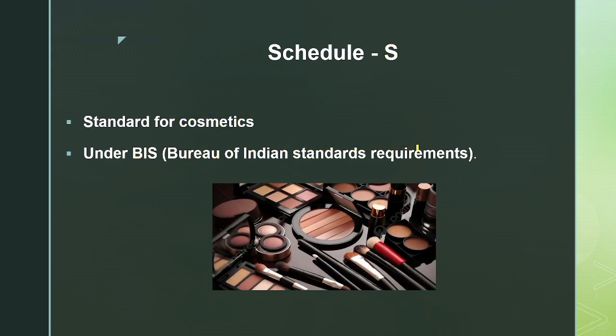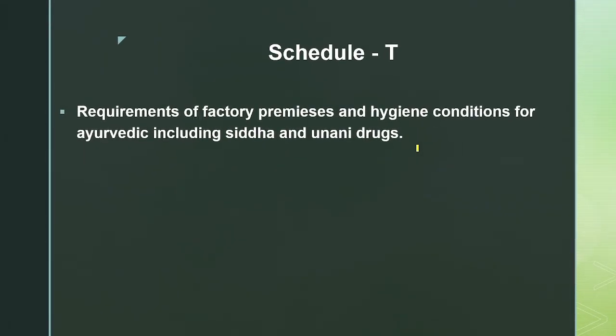And next, what is Schedule T? Schedule T mostly deals with the requirements of factory premises and hygiene conditions for Ayurveda, including Siddha and Unani. Okay, so it mostly deals with Ayurveda, Siddha and Unani drugs. What are the factory premises for manufacturing of these three categories of medicinal systems? Okay, this is Schedule T.